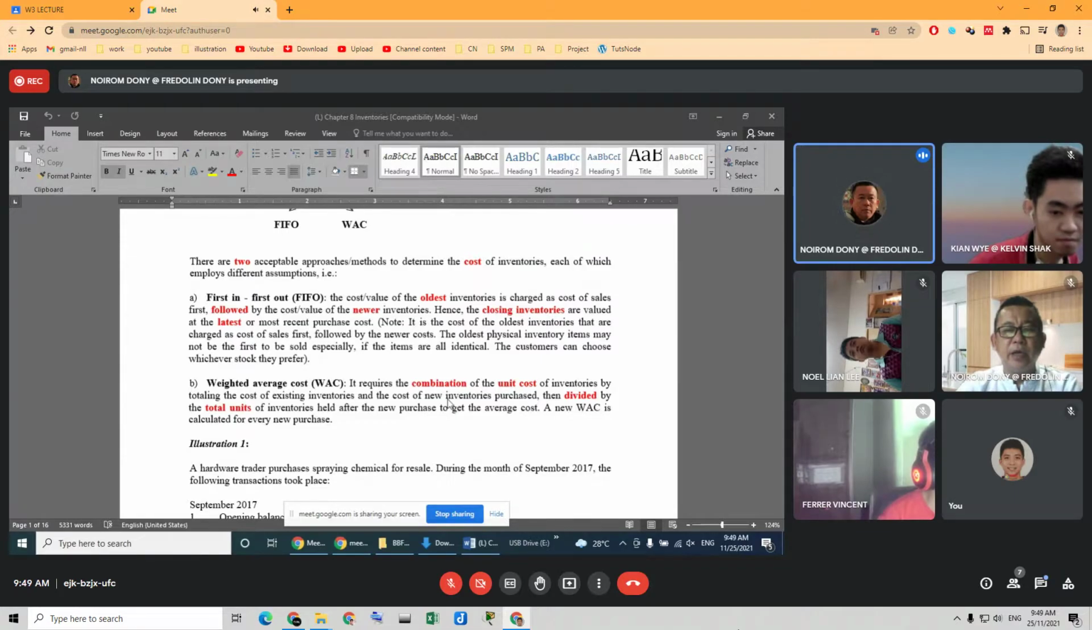Let's say the existing one we have 10 units, and the cost is 100 per unit, so we have 1,000 ringgit, isn't it? And the new one we have 5 units, and the cost is 101. So 5 times 101, so 505, isn't it? So 505 you add with 1,000. So we get a total, then divide by 15 units. So that is averaging. Okay. So that is weighted average cost.